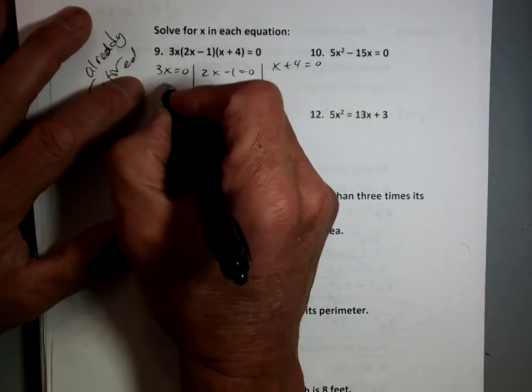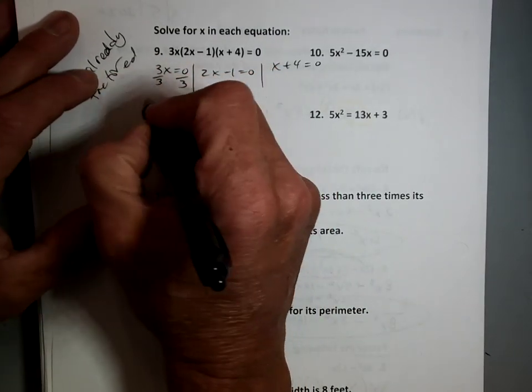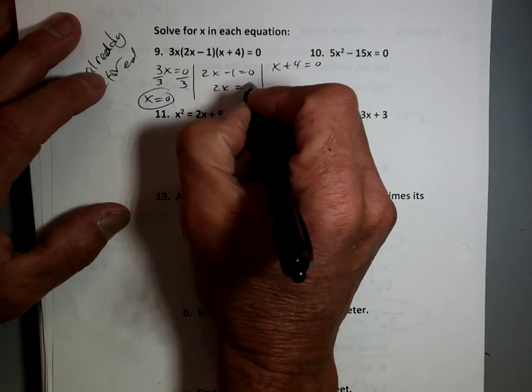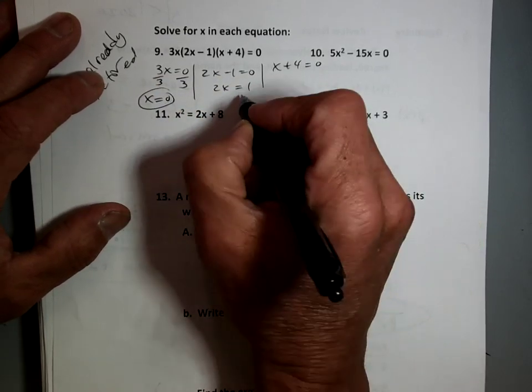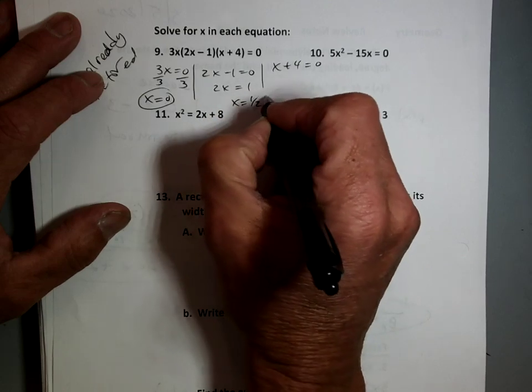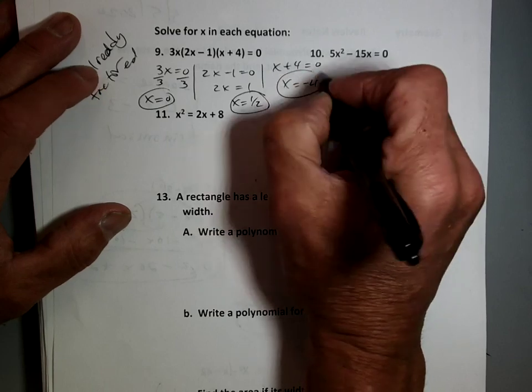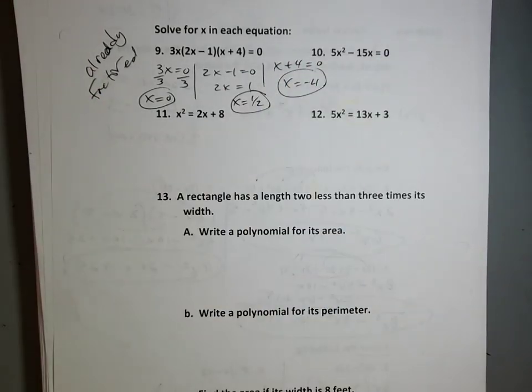Okay, divide by 3, x is 0. Plus 1, I got a 2x equals a 1. Divide by 2, x is 1/2. Minus 4, x equals negative 4. There they are. So if it's already factored for you, just go straight to your mini equations. Don't do anything else, okay? They did the work for us.